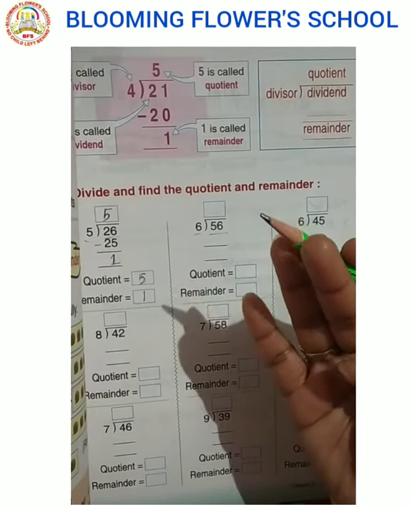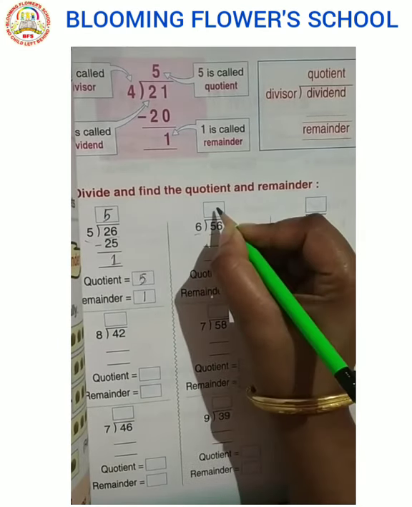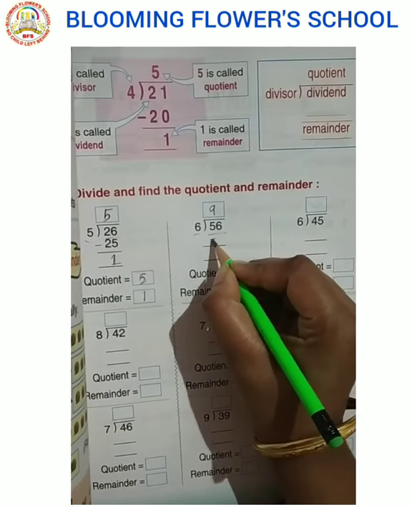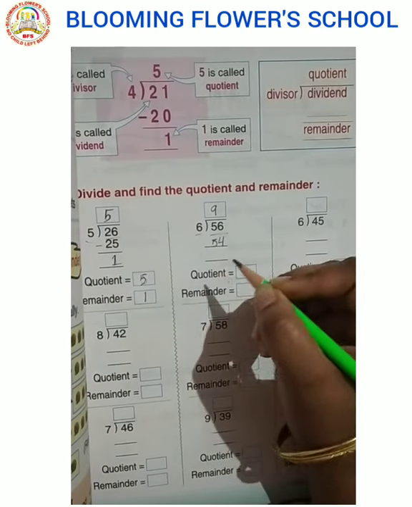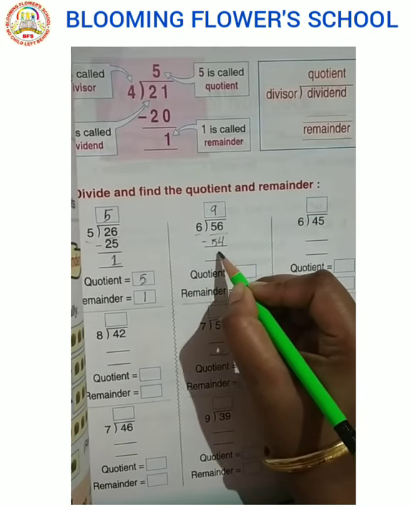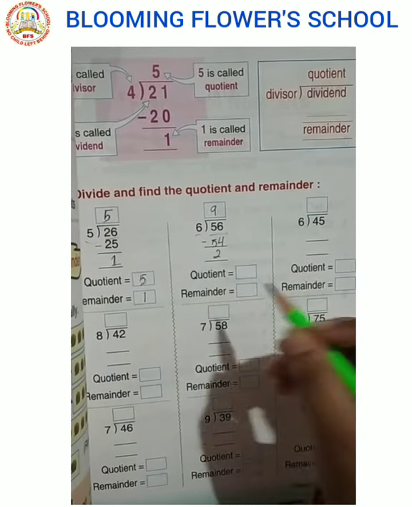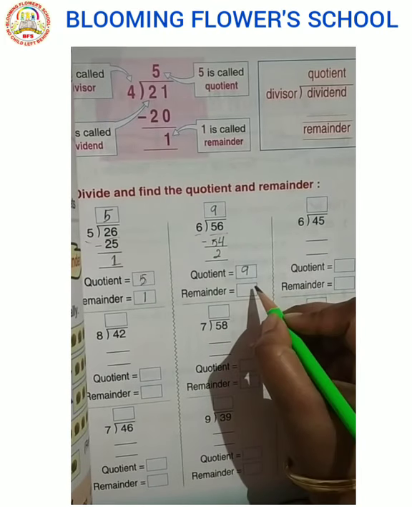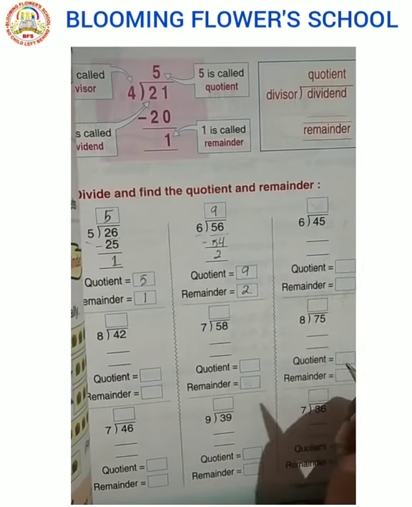So 6 nines is 54. So we need to go with 9. Here I am writing 9 and here I write 54. Now we need to subtract. From 56, 54 is subtracted, that is 2. So what is the quotient? Quotient is 9. And what is the remainder? Remainder is 2. Understand, children?